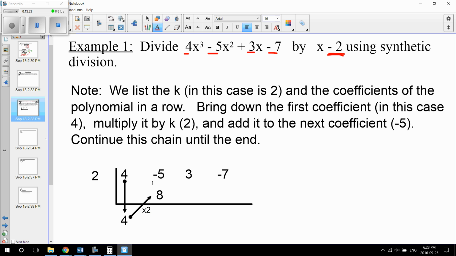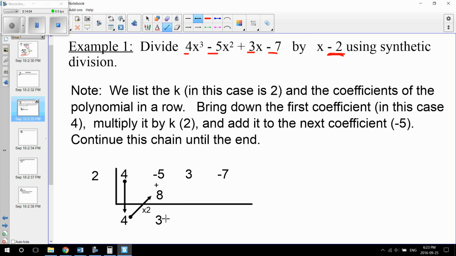Then what we do is in this column here, we're now going to add these coefficients together. So we're going to take this negative 5, and we're going to add it to the 8 to get our next number down here in our answer. So negative 5 plus 8 leaves us with a positive 3. And we're just adding those together to get this next number. And then we just keep following those steps.